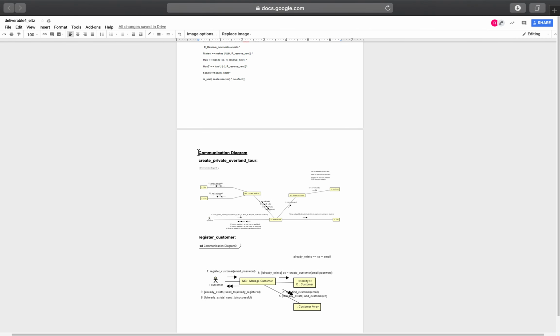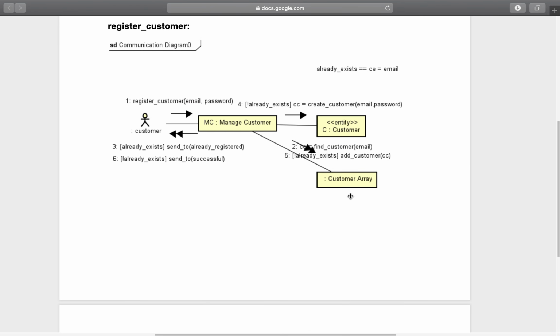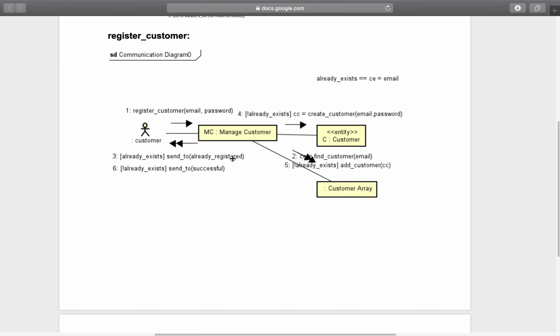Okay, so this is the new addition to our deliverable, which is the communication diagram for a private overland tour. So as you can see, this is all we had to do, all the methods and all the things we need to get from the controls to get the data. Same with the register customer, pretty self-explanatory and simple.